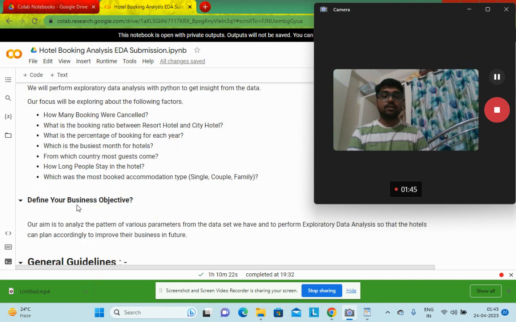Next, defining our business objective. Our aim is to analyze the pattern of various parameters from the dataset we have and to perform exploratory data analysis so that the hotels can plan accordingly to improve their business in future.